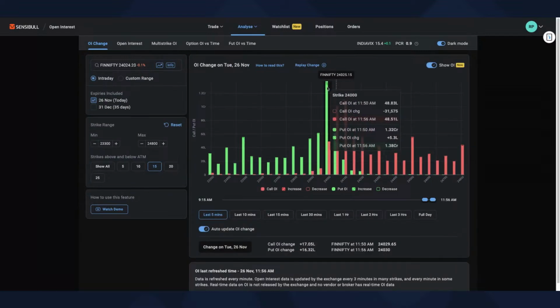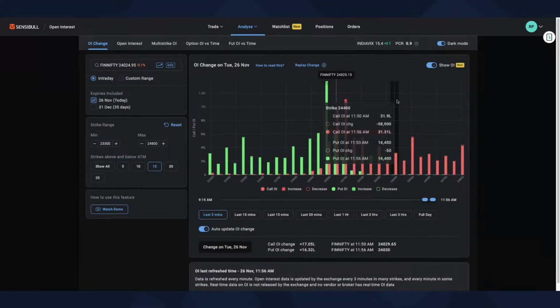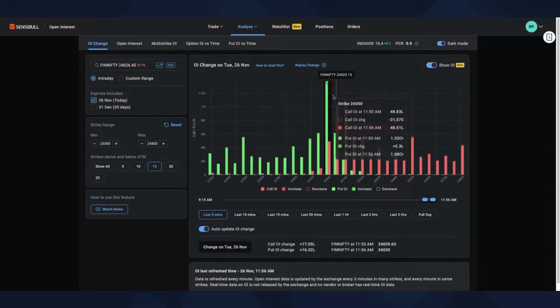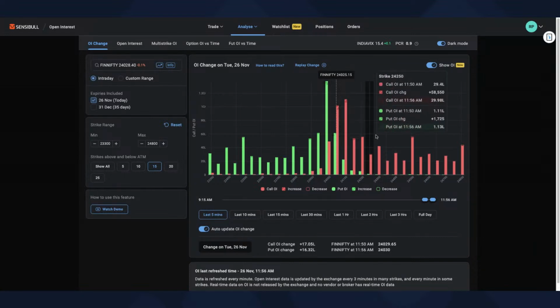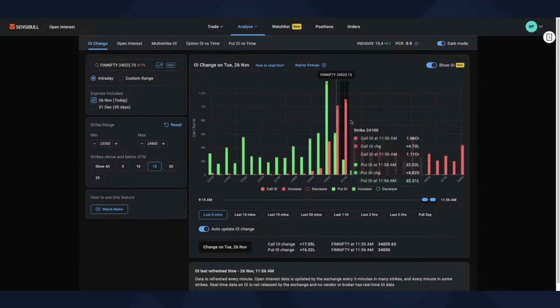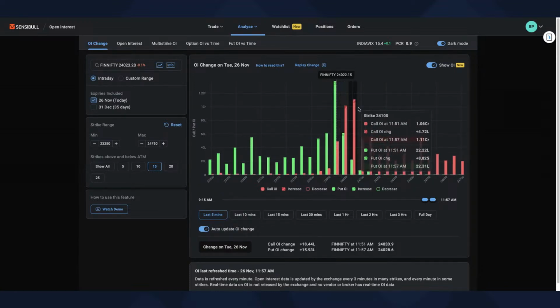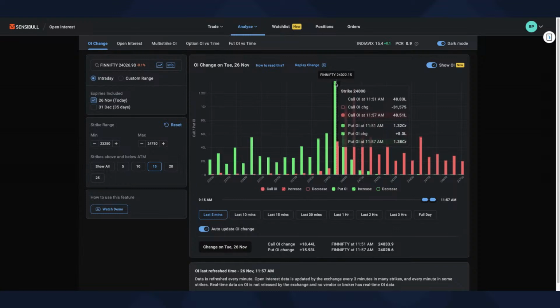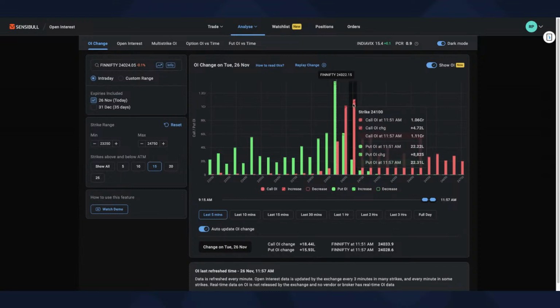So Nifty 24,000 still seems to be quite strong. I'm guessing it will expire somewhere around this area only. The reason is you also see some, I'll not say a lot of puts, but definitely some good amount of puts here. There is a high probability that it will expire between 24,000 and 24,100. That's where my positions are also. Let's see.